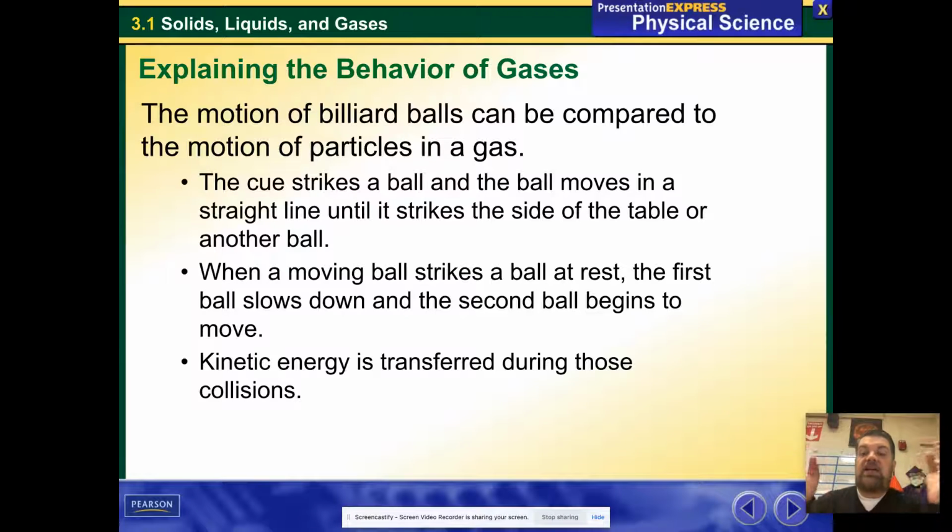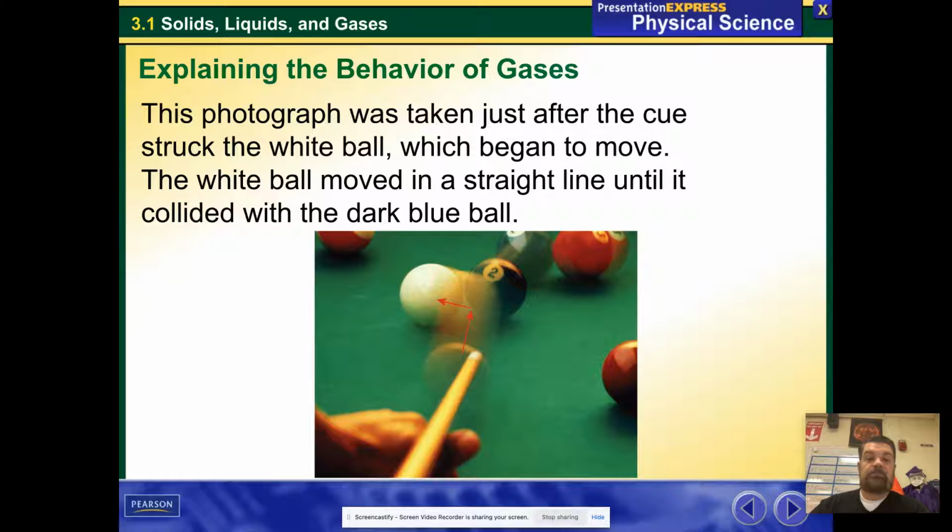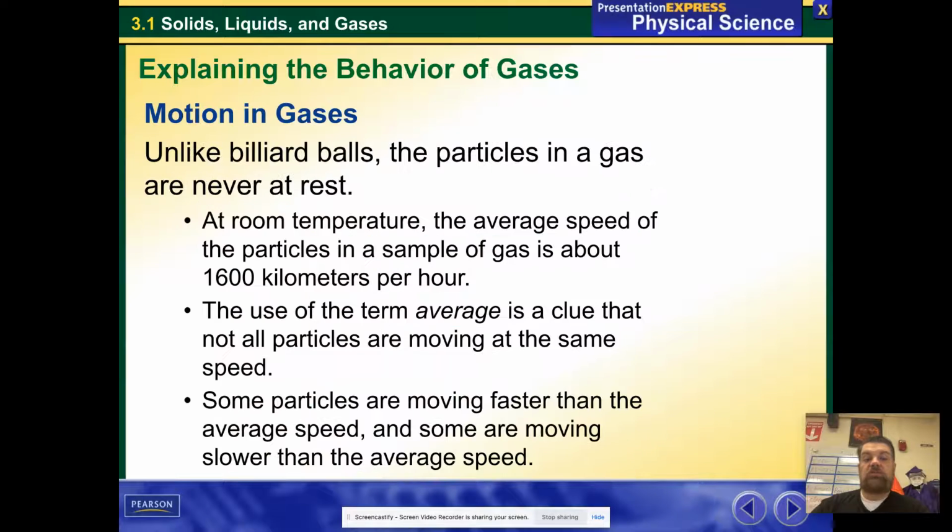So, in a gas, when it's moving around, molecules or atoms are hitting each other and bouncing around. In this photograph, you'll see that the cue ball, the white ball, will move in a straight line until it collides with the blue ball. Unlike billiard balls, the particles of a gas are never at rest, so they never stop. They slow down a little bit, but not really. They just keep moving.